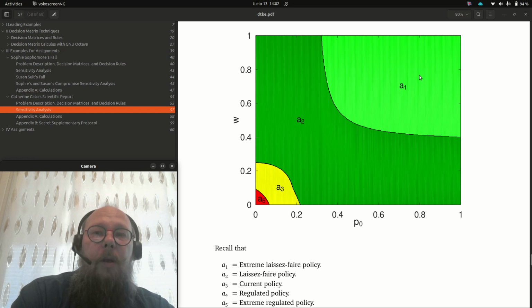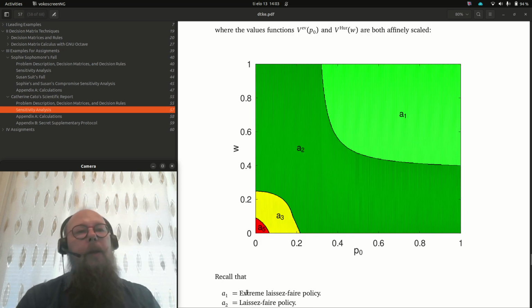So A1, the greener it is, the more laissez-faire it is. So this is the extreme laissez-faire. A2, this is the laissez-faire. A3 is the current policy. A4 is the regulated policy. It doesn't appear to be optimal at any point. And A5 is the extreme regulated policy. And once again, the picture says it all, but nevertheless, let us analyze this picture with a few words.